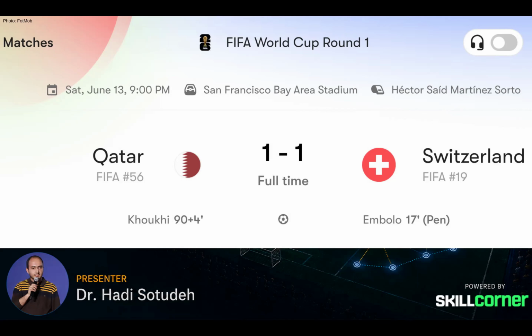Hello and welcome to the first FIFA World Cup post-match analysis session. Today we are starting with Qatar's surprising draw against Switzerland.